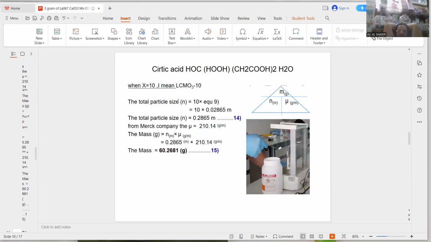The same way with multiple 10. By using equation 9 multiplied by 10, and equation 14 multiplied by the molecular mass of acetic acid, you can say we have 16.2681 grams of acetic acid I need. I must calculate this number and put it in an independent glass with appropriate solvent and appropriate precursors. I will talk about the precursors and how I can calculate them in the next slides.